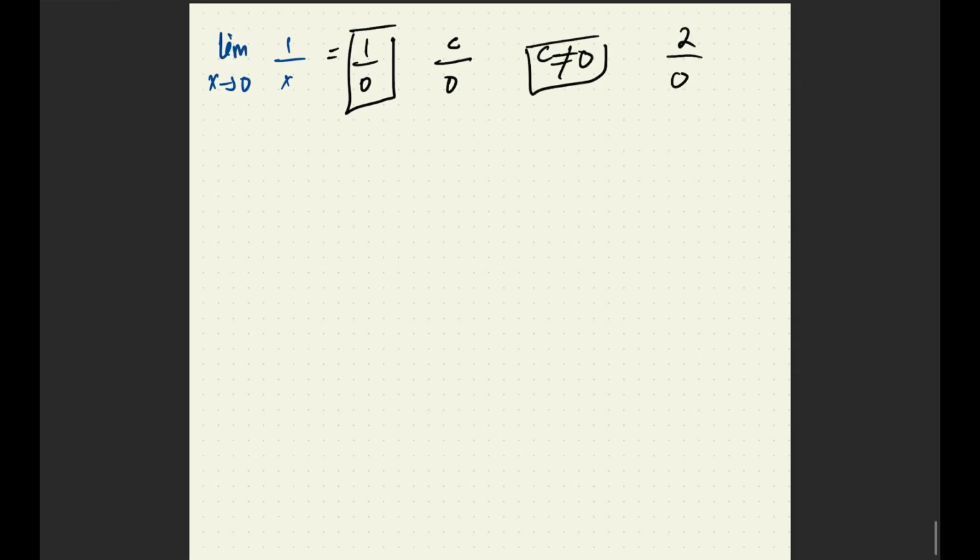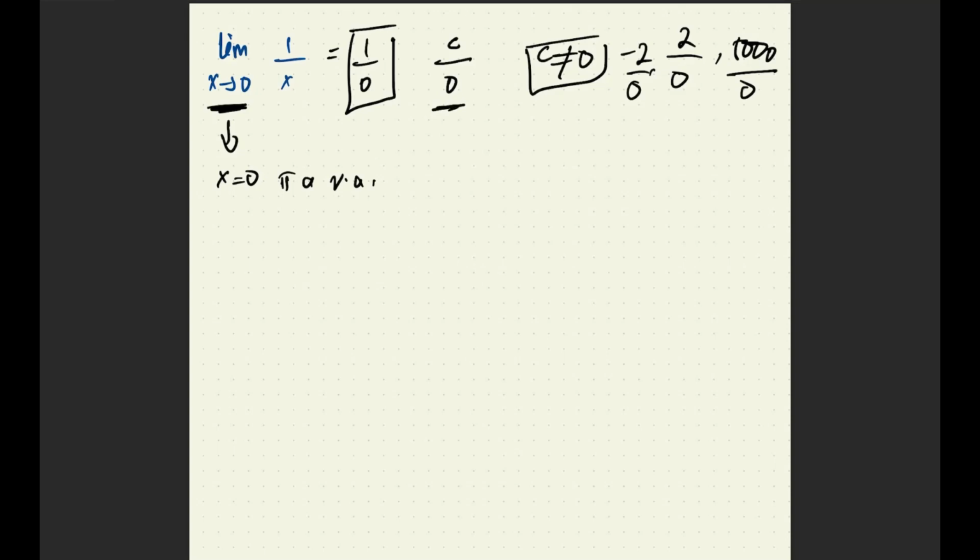So you can have 2 over 0, or 500,000 or 5,000 over 0, anything provided that the numerator is not equal to 0. You can have minus 2 over 0, positive, negative, any number is fine, as long as the numerator is not 0 and the denominator is 0. So whenever you have this sort of situation, straight away you should know that the value that x is approaching is a vertical asymptote. So you can say that x equals 0 is a vertical asymptote. The 0 in the denominator is what gives us this vertical asymptote.